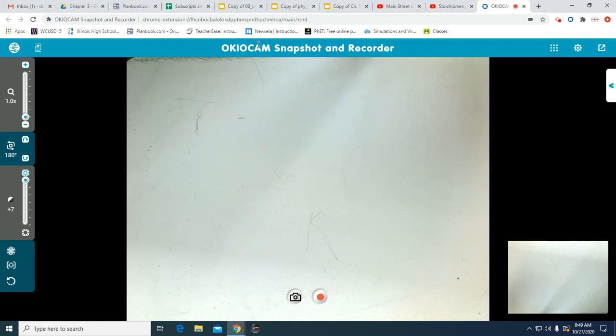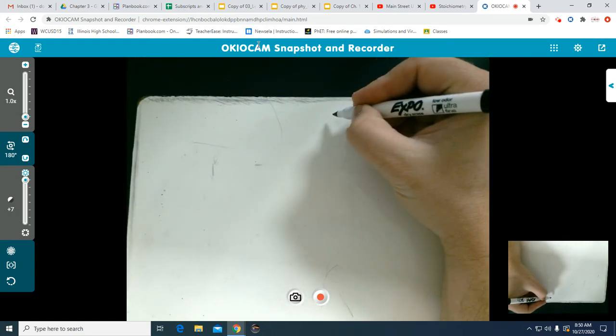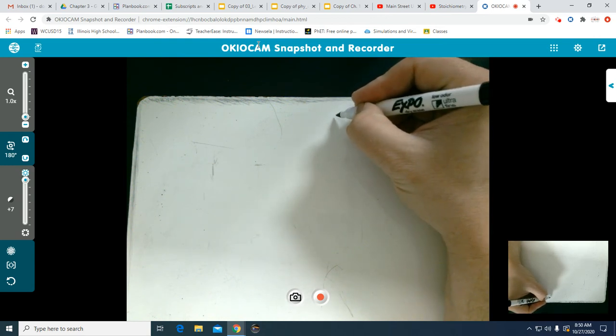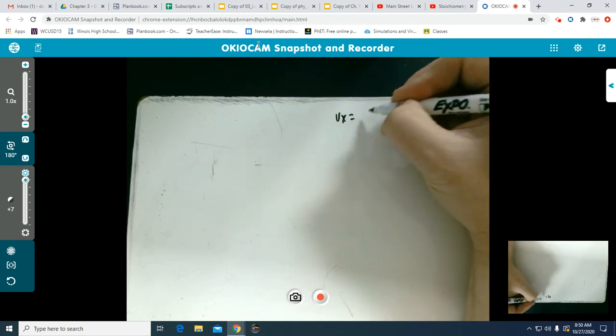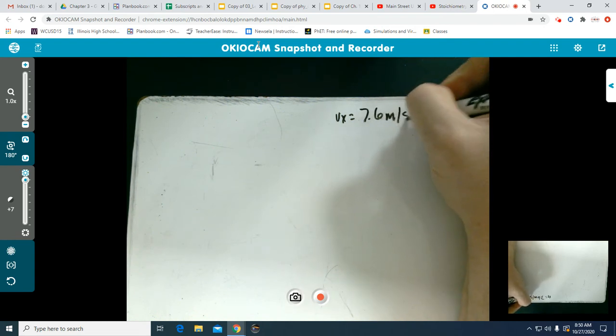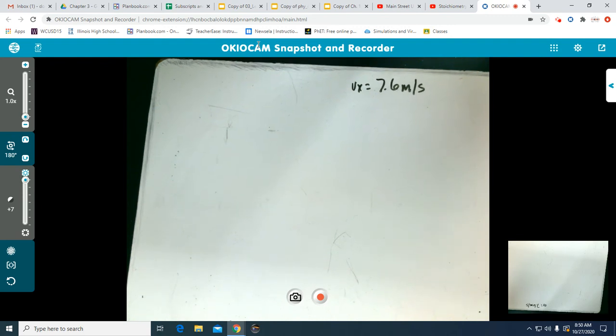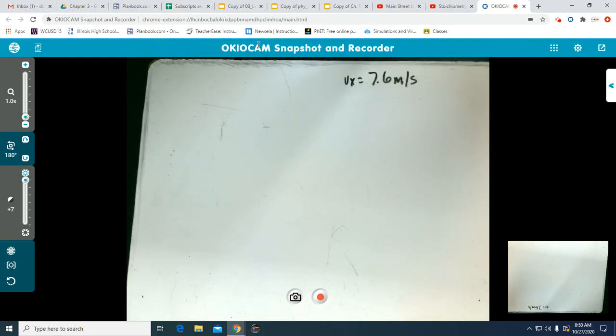Number 3 says a pelican flying along a horizontal path drops a fish from a height of 5.4 meters. The fish travels 8.0 meters horizontally before it hits the water below. What is the pelican's speed? So before we go, if you practice number 3, you should have an answer of 7.6 meters per second. The reason I say that is because we have to use that number in number 4. So let's look at number 4 now.